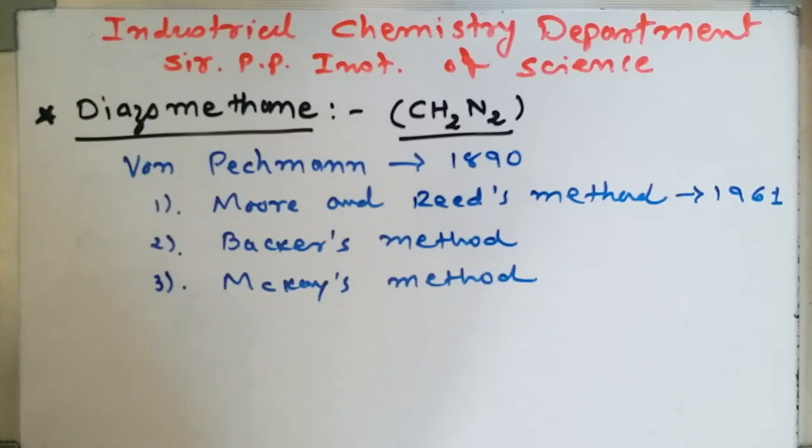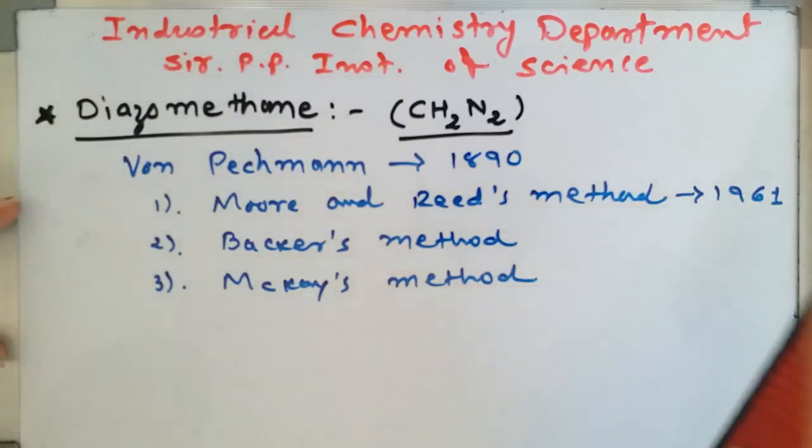First, Von Pechmann's method, in 1890. Nowadays this method is not in use, only of historical importance. The other methods were developed by different scientists: one by Moore and Reed in 1961, second Becker's method, and third Mackey's method. Let us see all of these methods one by one.